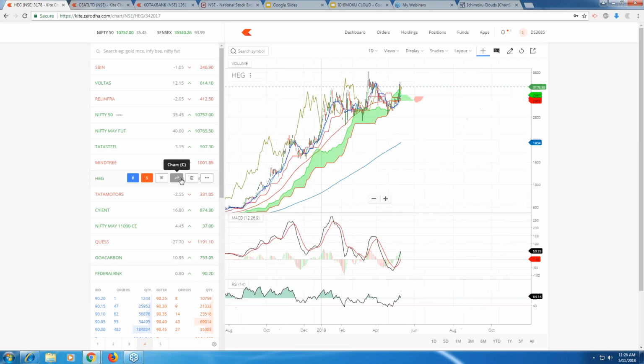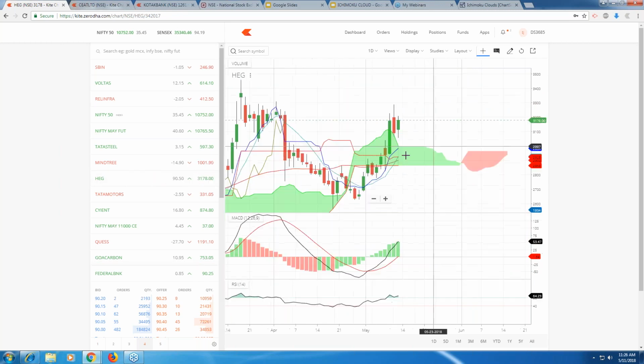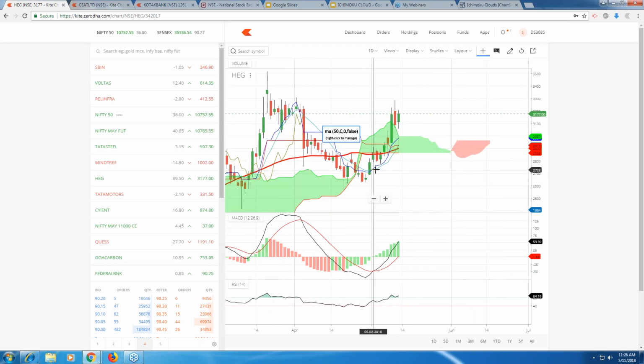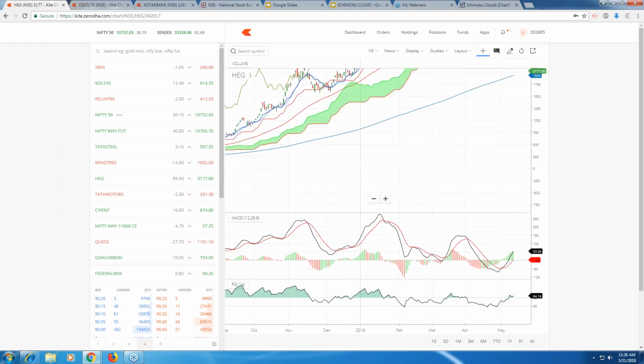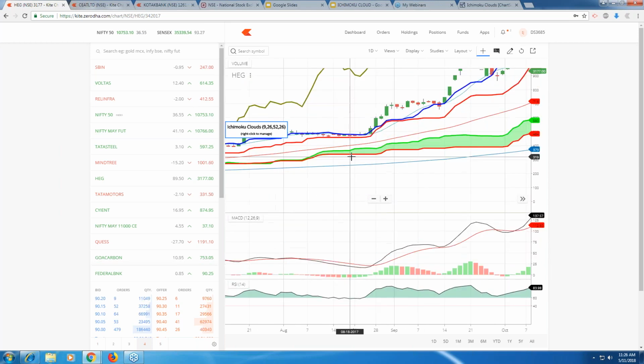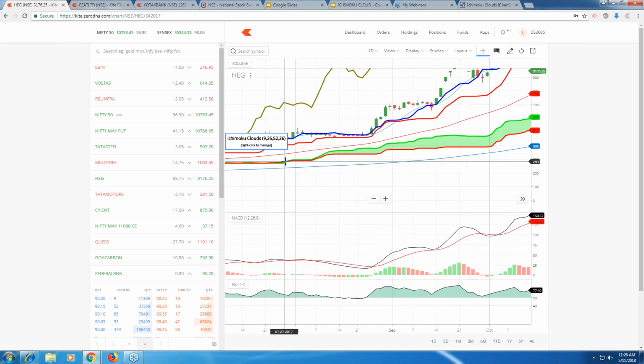So see here, this is pierced, and the cloud is not very thick. With respect to the previous part, the cloud is not very thick, which is okay. Or even if you go back, you can see the thickness of the cloud is very, very less. So if the thickness of the cloud is less, it gives us clear, very, very close stop losses.